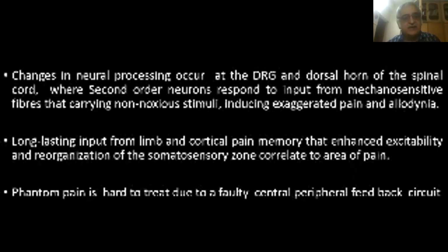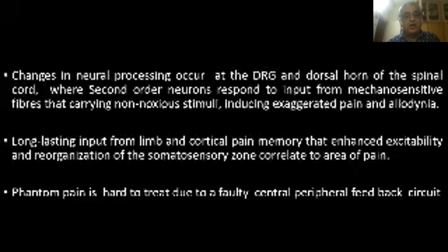And why does this happen? It has been proposed that there are changes in the neural processing which occur in the dorsal root ganglion and dorsal horn of the spinal cord, where second order neurons respond to input from mechanosensitive fibers that carry non-noxious stimuli. And even after the peripheral organ is gone, the dorsal root ganglion is still there, so it keeps on firing stimuli. And long-lasting input from the limb and cortical pain memory enhance excitability and reorganization of the somatosensory zone correlating to the area of the pain.